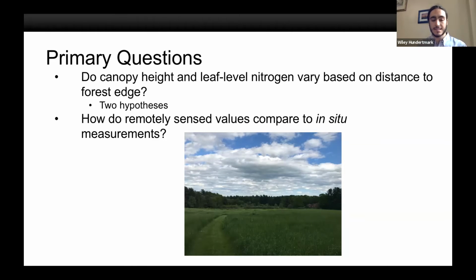And the other reason is that the leaves at the forest edge are slightly different than leaves towards the interior, in that they're more photosynthetically efficient. We can look at this by looking at leaf level nitrogen, for example, which oftentimes corresponds with higher chlorophyll content, which will correspond with higher photosynthetic efficiency. So in that case, we'd probably see roughly the same vegetation density towards the forest edge, but just structurally different leaves. I also wanted to look at whether remotely sensed values compared to in situ measurements.